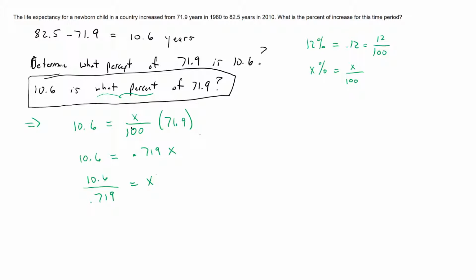And using my calculator, 10.6 divided by 0.719, I get, if I round to 2 decimal places, 14.74. If my math lab just wants 1 decimal, then of course we'd put 14.7. And so the life expectancy increased by about 14.7%.